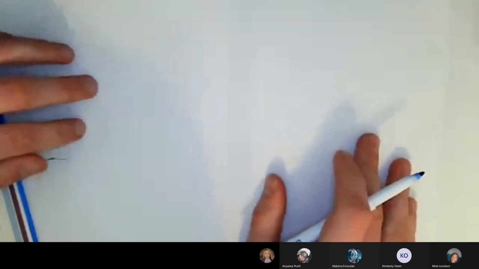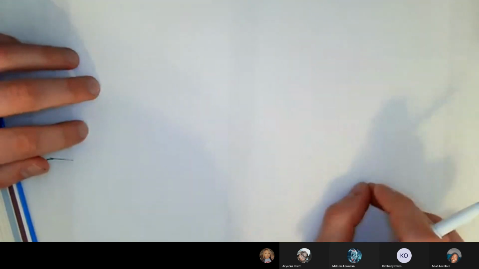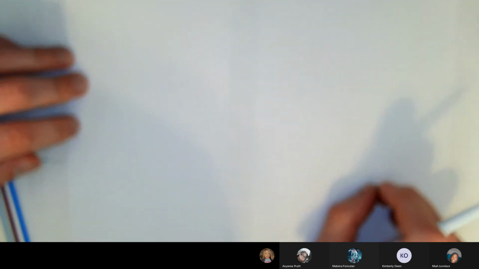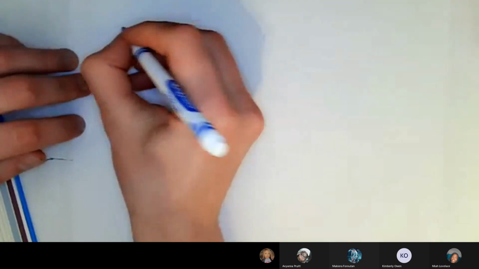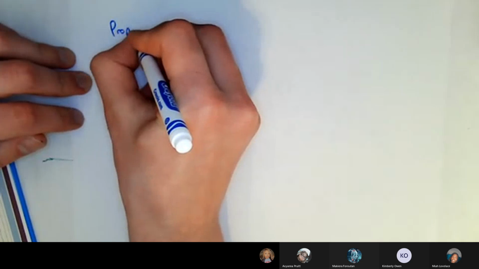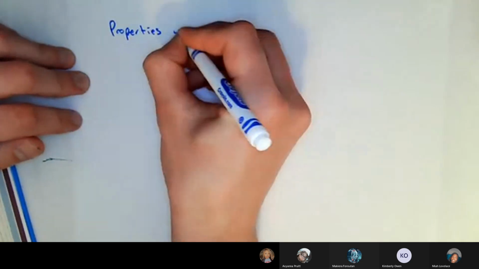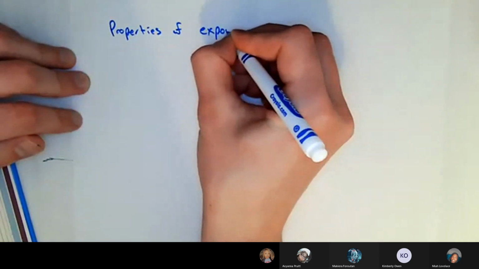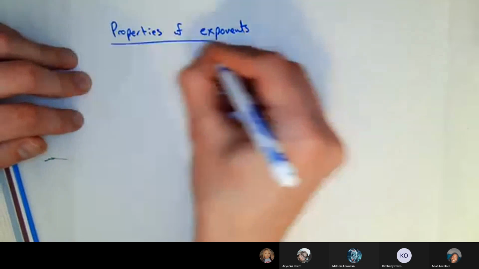Let's look at some special properties of logarithms. Properties that are analogous to special properties for exponents. So let's think about some properties of exponents. Let's recall some properties of exponents.